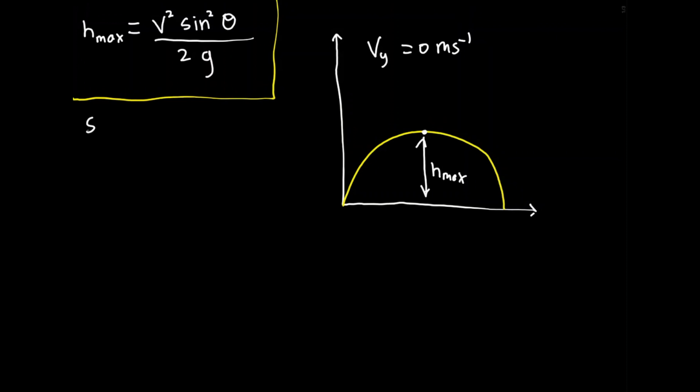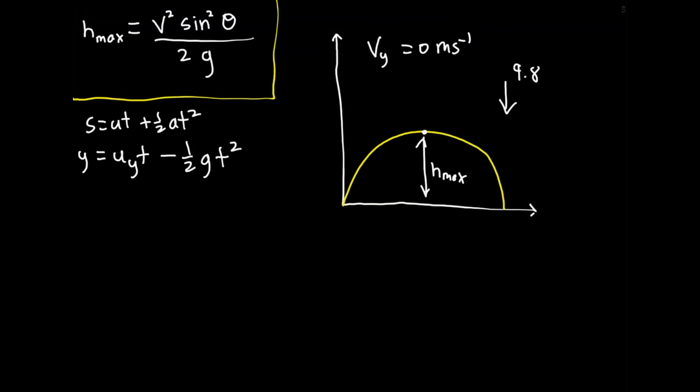So the first is s is equal to ut plus a half at squared. Now applying this to this situation, we have that y, or the height in the y direction, is equal to the initial velocity in the y direction times time minus a half gt squared. Now why the minus sign? Well, g actually acts in the negative direction or downwards, and it's 9.8 meters per second squared, hence the negative sign. So we'll call this equation 1.